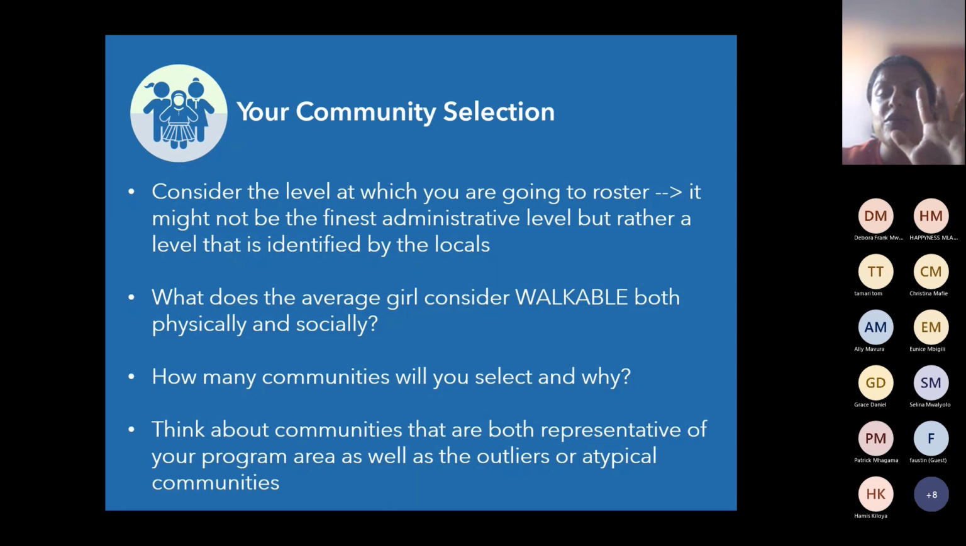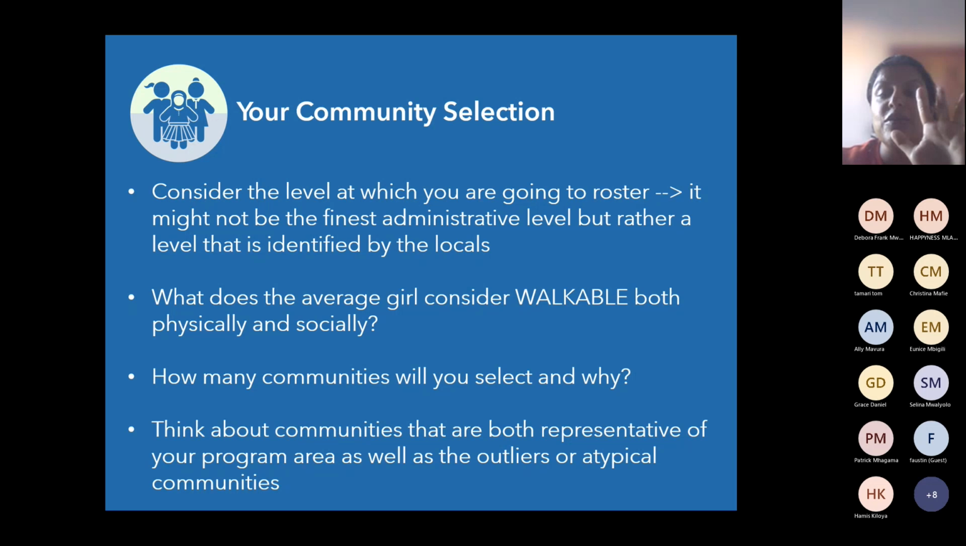You don't have to go to every hamlet. You just need to go to a sample of the ones that you're planning to program in, or that are similar to the rest of the communities you're planning to program in. That's what I mean about choosing places that are representative. But I also strongly recommend you choose the ones that are atypical and make sure you roster them.